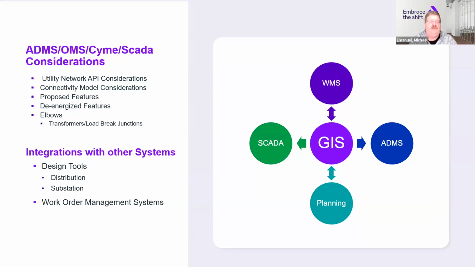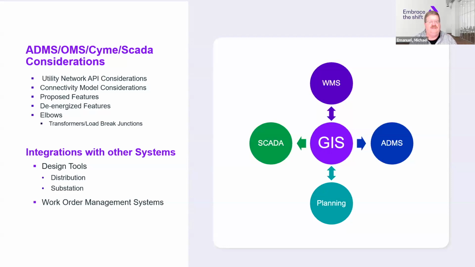Are you going to include proposed features within your system? This is a big one for SCADA, and that is possible to do. How are you going to handle de-energized features? Your ADMSs, your OMSs, all like to know what is available to be used, even if it is de-energized. And there are strategies for handling that as well. And finally, elbows are always a big deal. Do you have enough of them? Are they on your transformers? Are they on your load break junctions? Things of that nature.